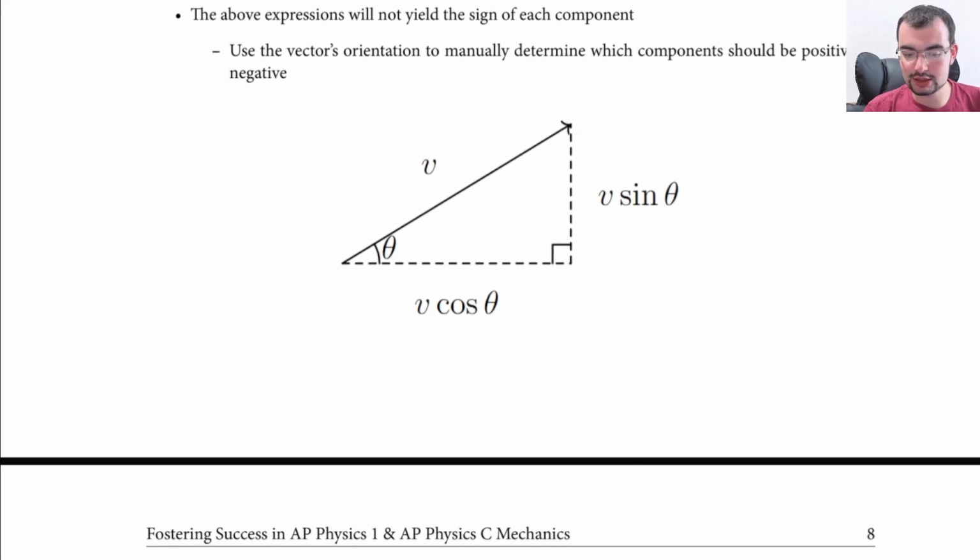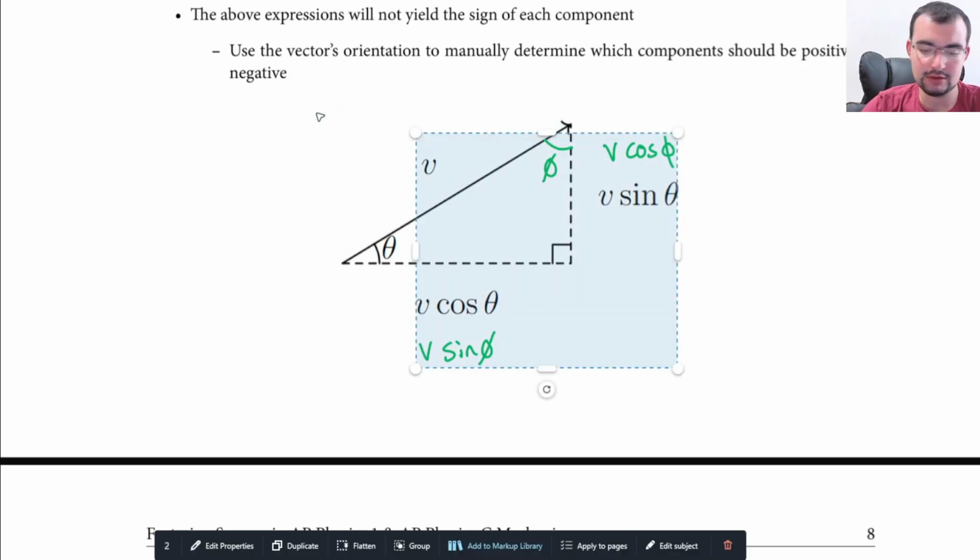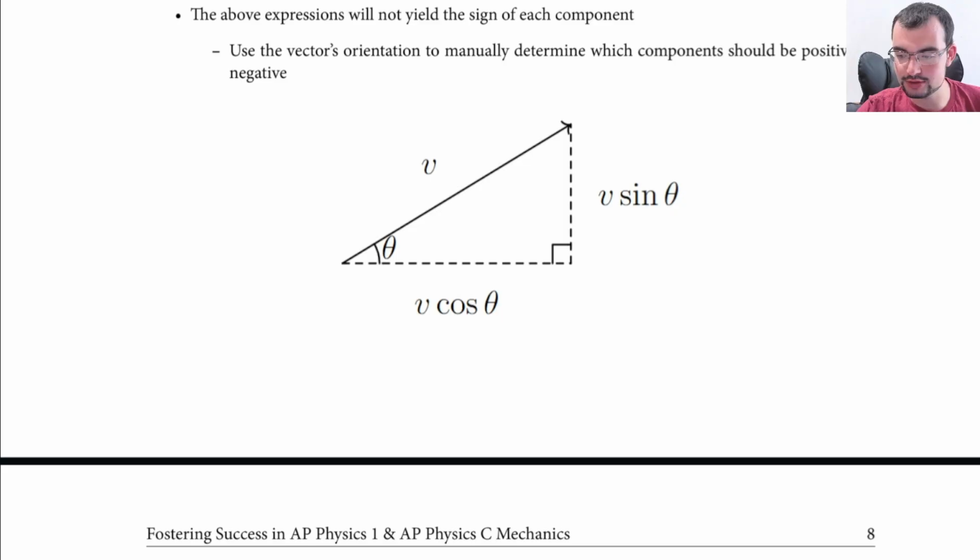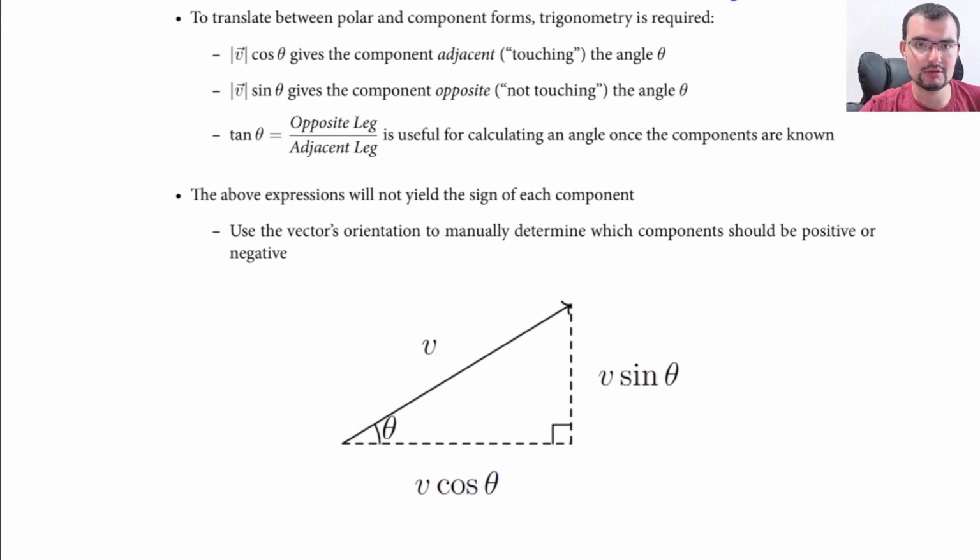So this works regardless of what the angle is. If instead you're given an angle phi, you could say that this side would be v cosine phi, and this side would be v sine phi. It's all about whether the leg is touching or not touching the angle. That determines what trig function it is. So it's best not to memorize that horizontal is always cosine, vertical is always sine. Not necessarily. It depends on what's defined.